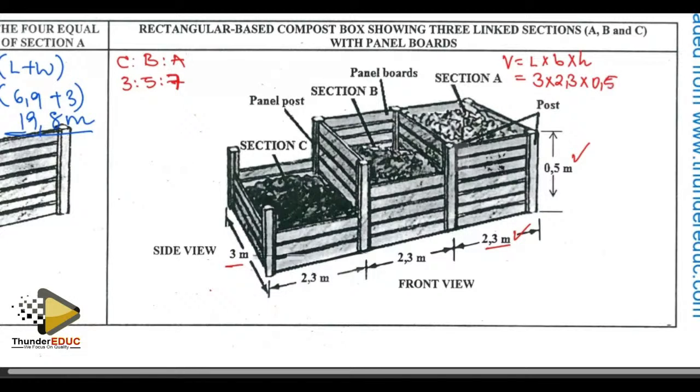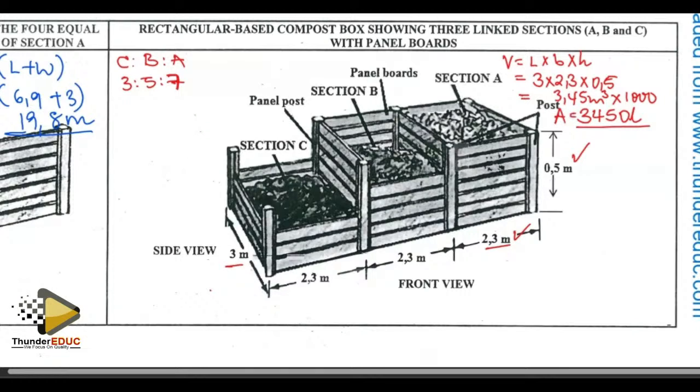Get the answer? So we have 3,4 meters cubed. We want this in liters. So we shall multiply by 1,000. So we shall end up having 3,450 liters. This is only A.